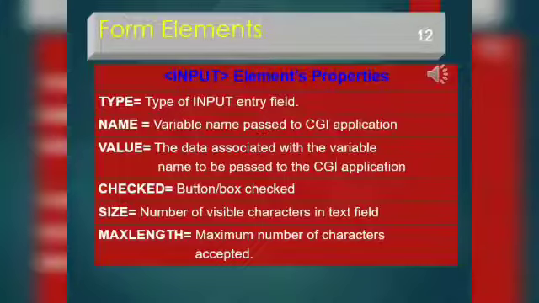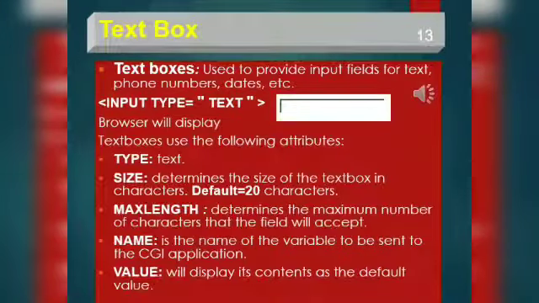Size is the maximum number of characters that can be shown on the box, and maxlength is the number of characters that can be accepted in that box. Here we have discussed the text box. The input type is text, with size 20 characters, so the space will be shown for 20 characters. But if the maxlength is, say, 15 characters, then only 15 characters are accepted, although the space is there for 20 characters.